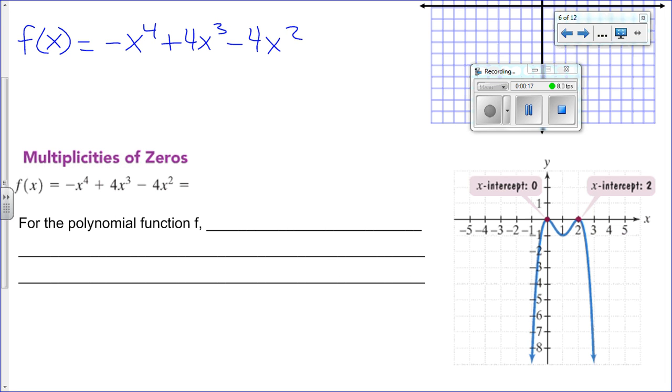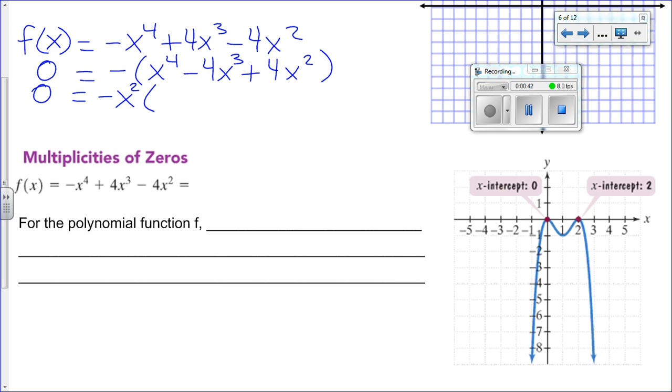The last thing we did last class, we were factoring it to find the zeros, right? First of all, we factored a negative sign out, and we got positive x to the 4th minus 4x to the 3rd, and then plus 4x squared. After that, I believe we factored an x squared, right? Is that what we did? So negative x squared, and if we do that, we will get x squared minus 4x plus 4.